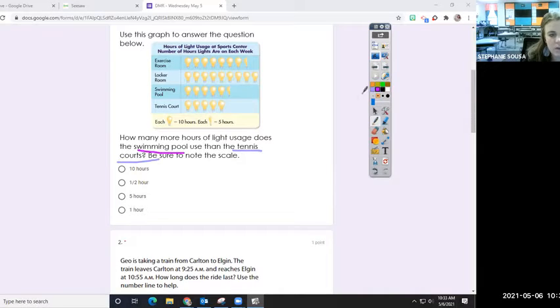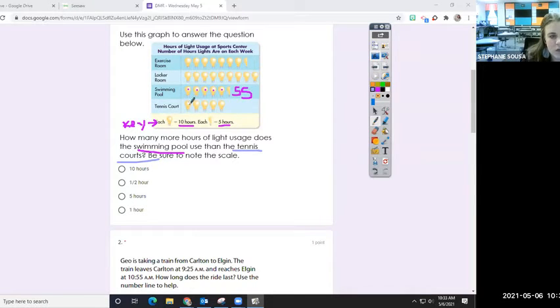So we're going to look at the swimming pool. I see it has light bulbs according to the key or the scale. One light bulb equals 10, so I'm counting by tens. So that's 10, 20, 30, 40, 50, and half of a 10. Oh, that equals 5. So this is 55 hours of light usage.